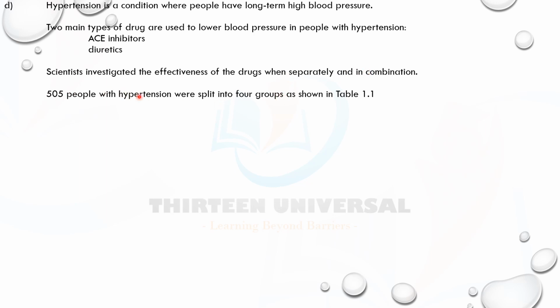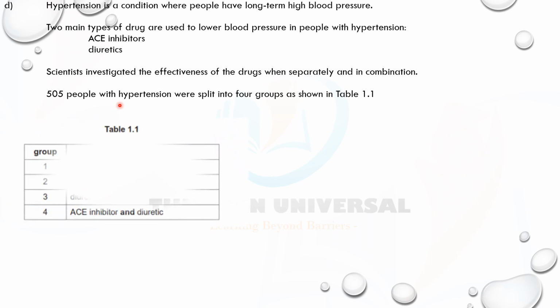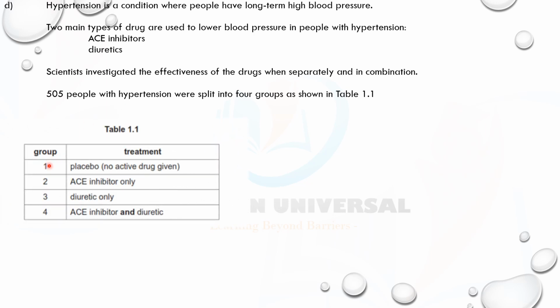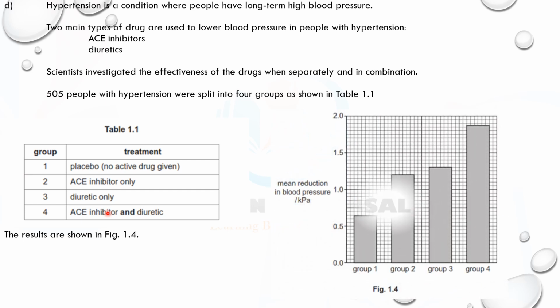505 people with hypertension were split into 4 groups as shown in table 1.1. Four groups. But this is group 1, placebo; 2, ACE inhibitor; 3, diuretic only; 4, ACE inhibitor and diuretic. Okay, so the results are shown in fig 1.4. Alright, so this is the result.